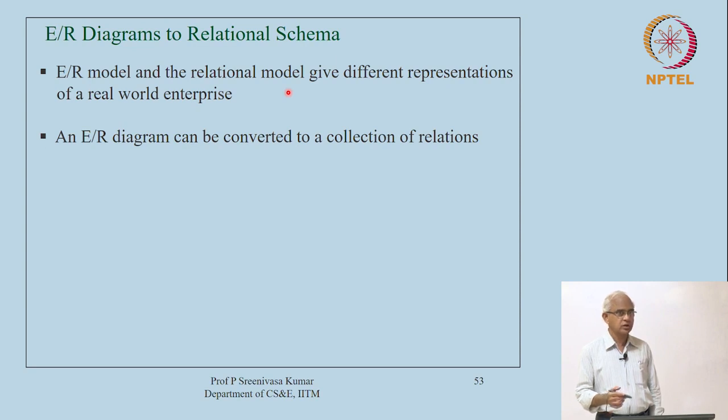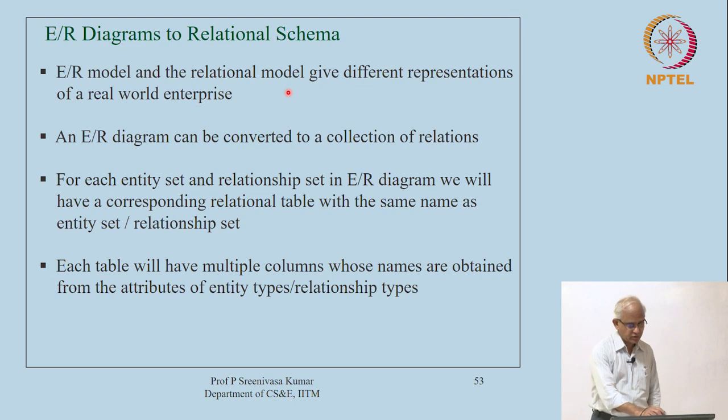Okay. So, notice that in the ER model context, we have these two concepts, the concept of an entity type and the concept of a relationship type, and of course, there are variations of this entity type like strong, weak and all that. Okay. But when it comes to the relational data model, we have only one, the concept of a relation. So, basically for each entity set as well as a relationship set or type, we interchangeably use these words. So, for each entity set and relationship set in the ER model, we will have a corresponding relational table.